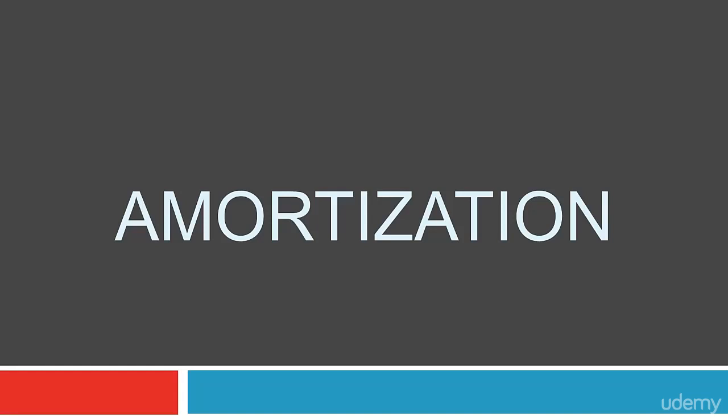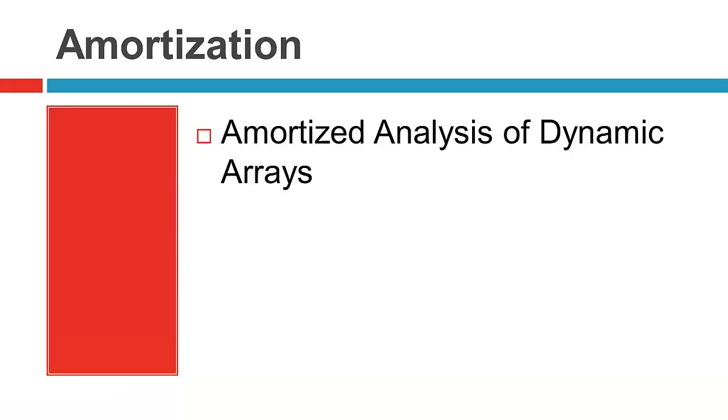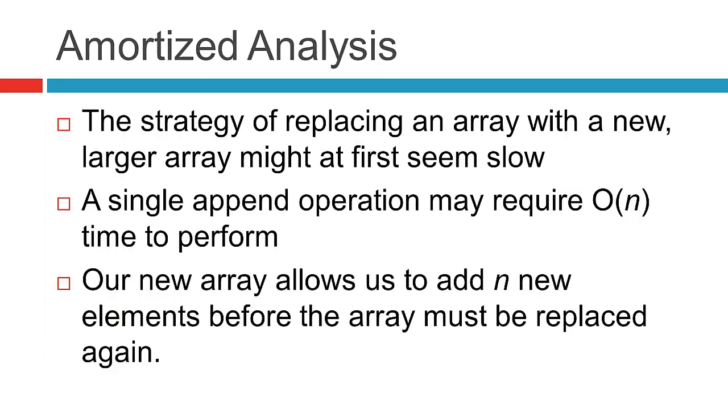So we've already discussed dynamic arrays, we've implemented a dynamic array, and we've learned that when dynamic arrays get full, they double in size. So in this lecture, we're going to do an amortized analysis of dynamic arrays.